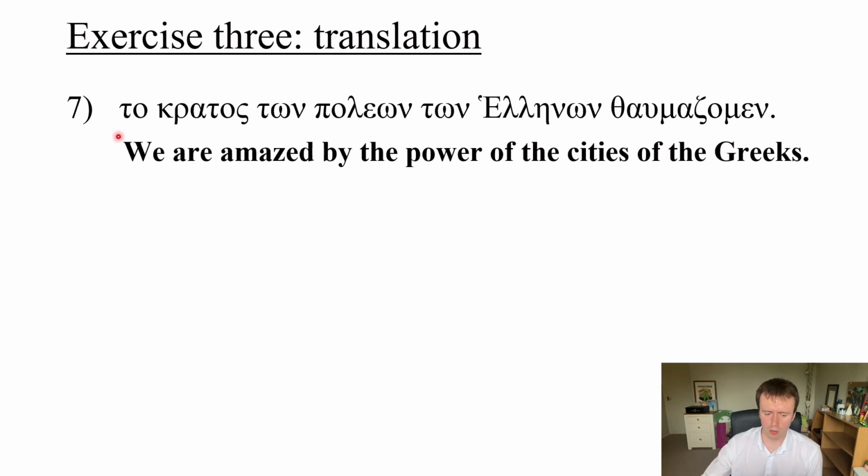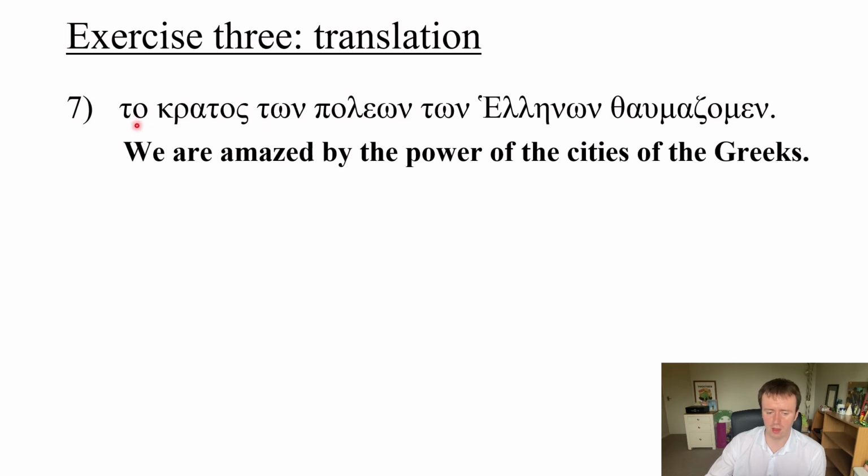Now, to kratos is the power, and it's either nominative or accusative. We're not sure until we look at the rest of the sentence, but we know that it's got to be singular from the form of the definite article and from the ending. So this means the power, or the might, or the strength. And then we've got ton poleon. This is of the cities, because it is the cities in the genitive, okay? We have a genitive plural phrase here. We know it's genitive plural from the form of the definite article and the ending on. Those two things let us know that this is a genitive plural phrase.